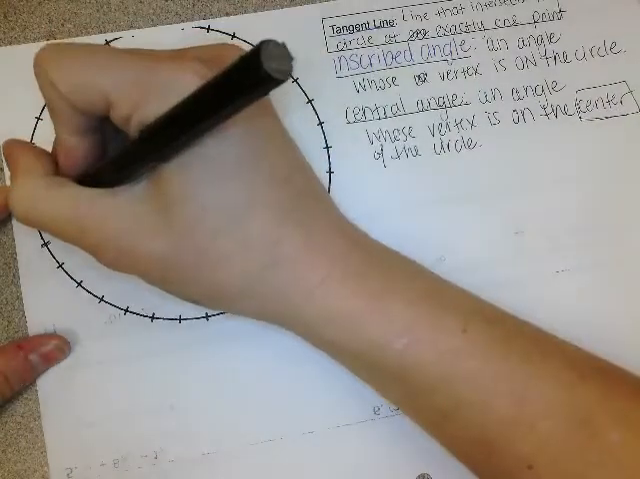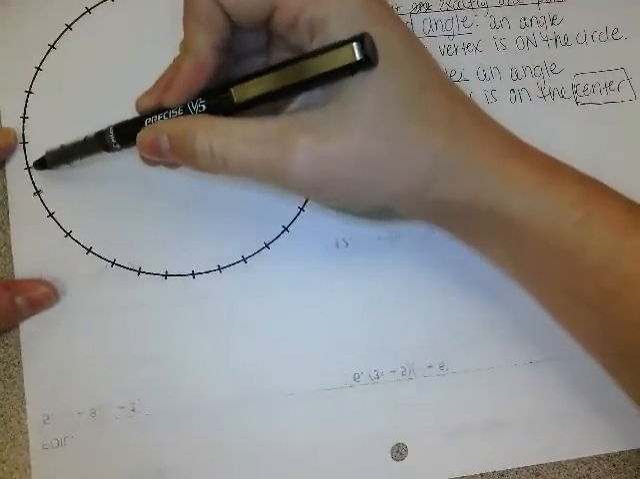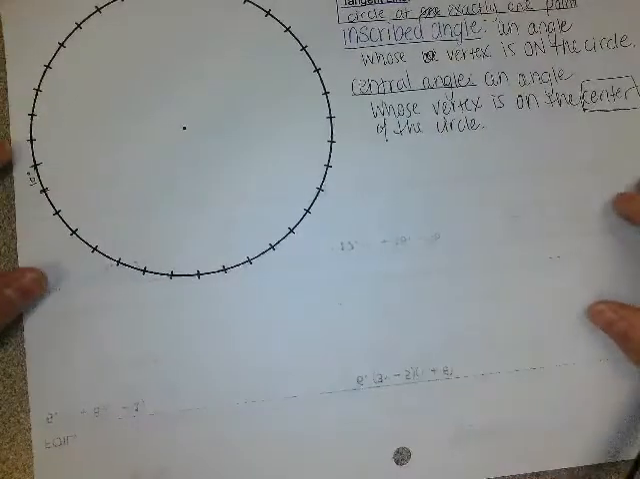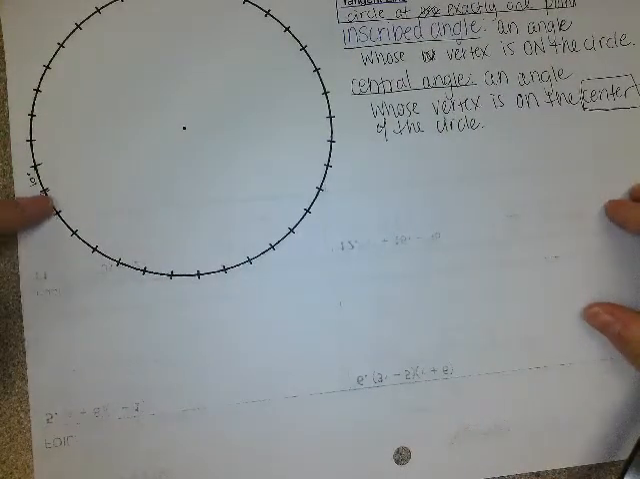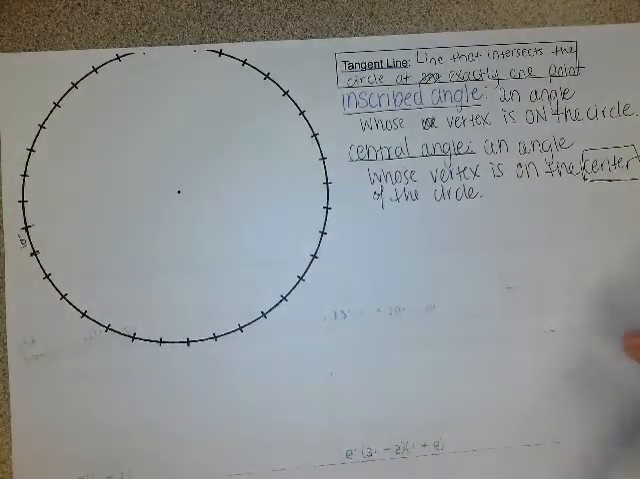So if I went from this tick mark here to this one, that would be 10 degrees. Okay, so if it's 10 degree increments, how many tick marks are there on the circle? 36. How'd you do that? 360 divided by 10. Right.